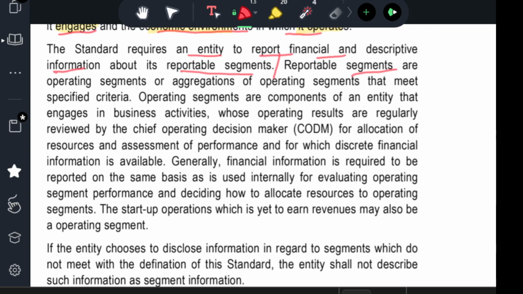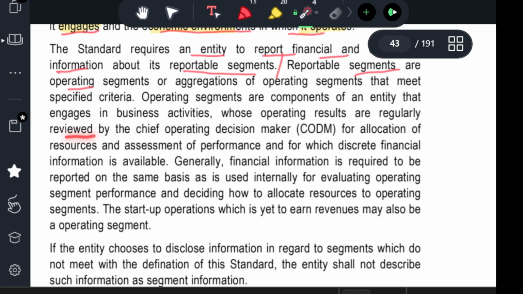On the reportable segments and the operating segments: a reportable segment is an aggregate of operating segments that meet specific criteria. So all the criteria they want to meet should be met. The operating segments are components of the entity that engage in business activity, whose business operation results are regularly reviewed by the chief operating decision maker (CODM) for allocation of resources and assessment of performance, and for which discrete financial information is available.